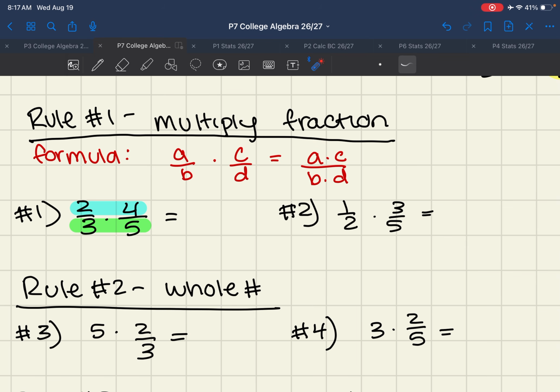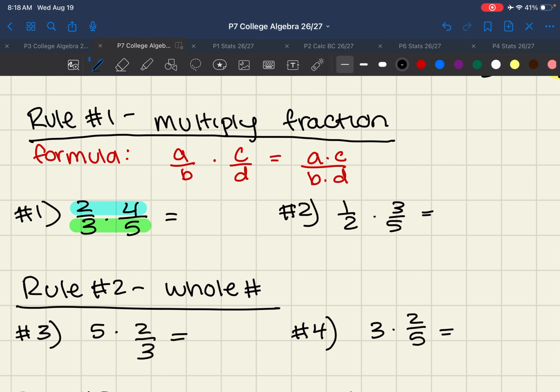Notice I have the formula here. I have some fraction, a over b, times another fraction, c over d. Well, when multiplying fractions, I simply multiply the numerators together, so a times c, and then the denominators together, b times d. So looking at an example here, I have 2/3 times 4/5.